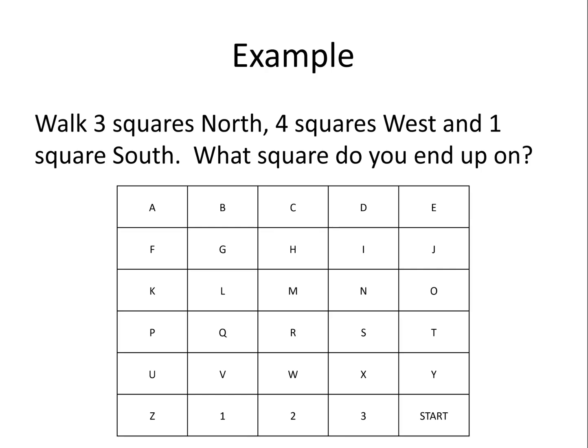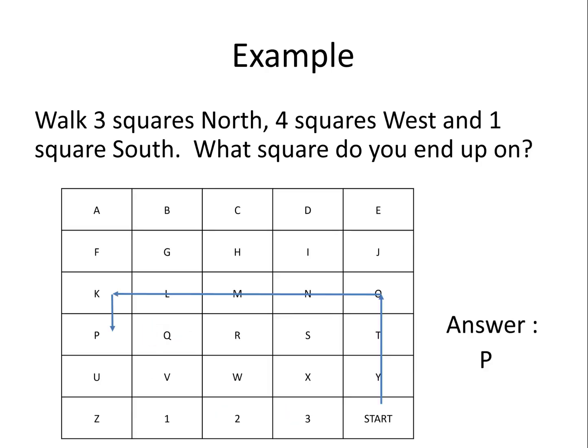Well, north is always upwards at the top. On any map, north is always drawn to the top, whether or not it is actually designated. So I'm walking 3 squares north, so I will simply go 1, 2, 3 to the O. I'm then doing 4 squares west, so I'll go 1, 2, 3, 4, and then 1 square south, and I'll end up on the square here, which is P, and that is my answer.